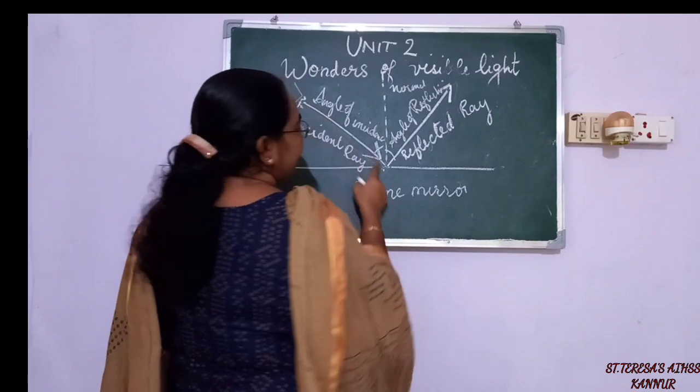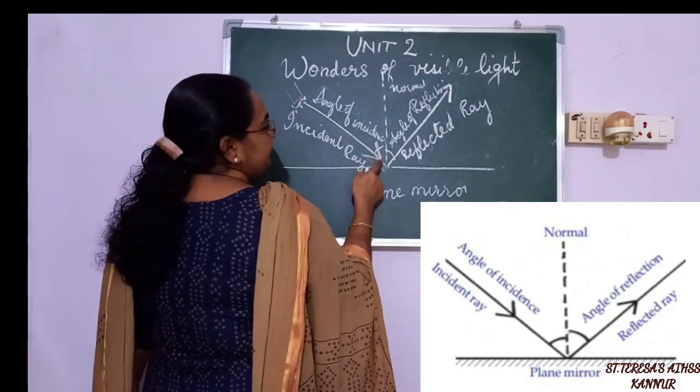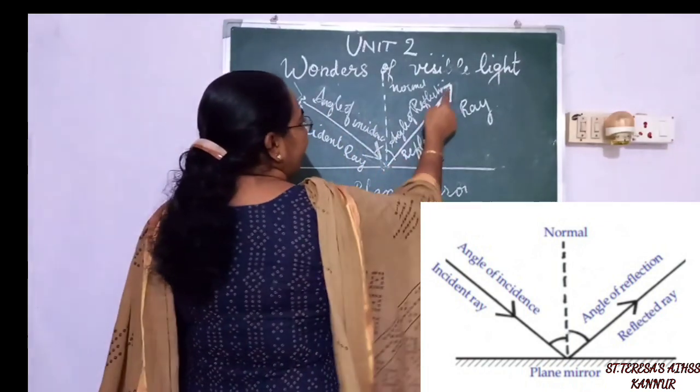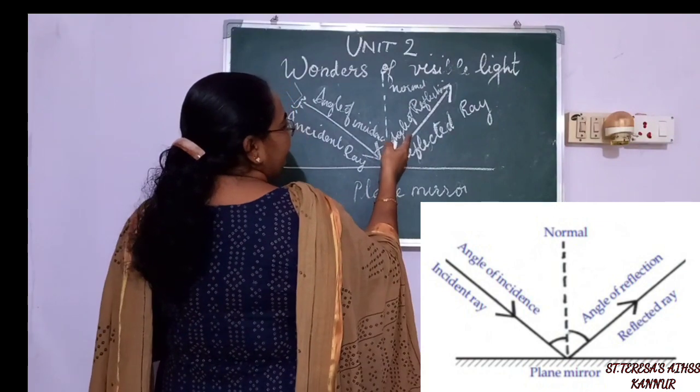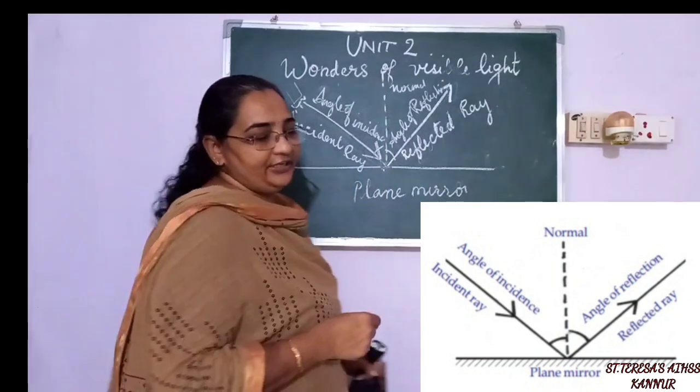So this is the incident ray, this is the reflected ray. The angle formed between the incident ray and the normal is called the angle of incidence, and the angle which is formed between the reflected ray and the normal is called the angle of reflection.